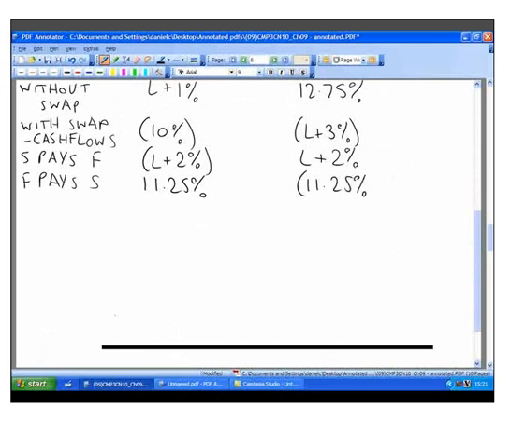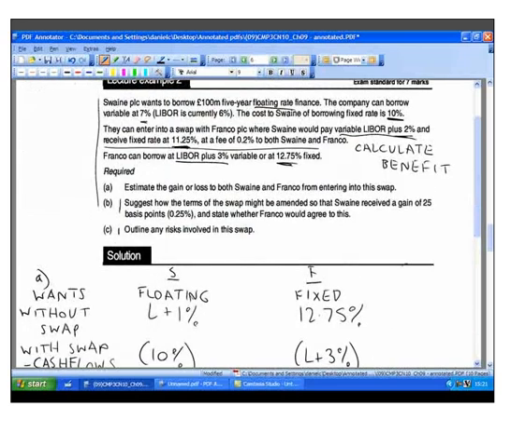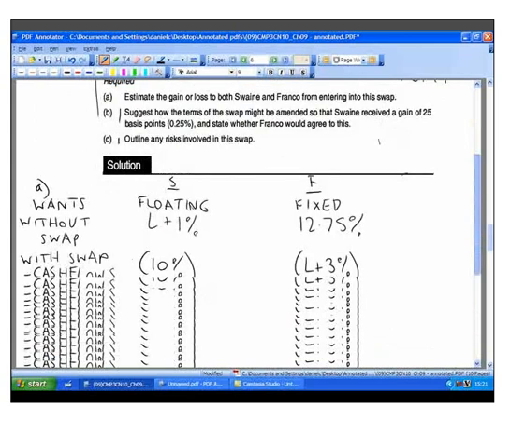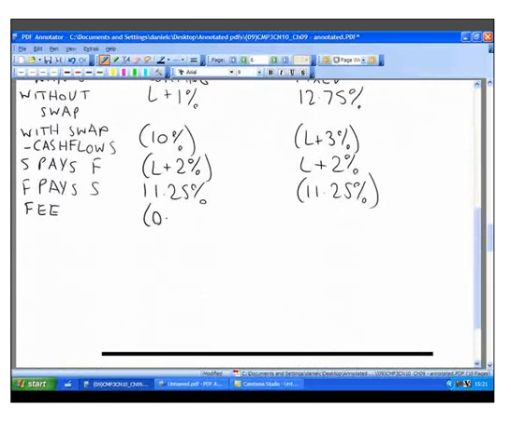That means we can add up these columns to get our outcome for each party. If we add up the column for Swain, we can see they end up paying LIBOR plus 0.95%. That is the total net interest that they will pay, taking all of those cash flows into account. Franco will end up paying 12.45%.